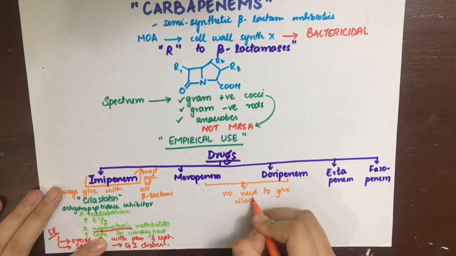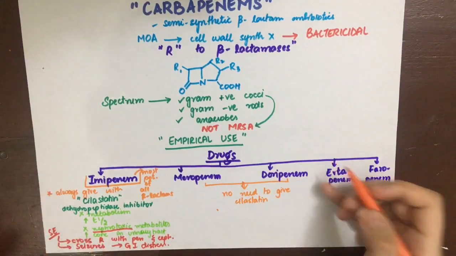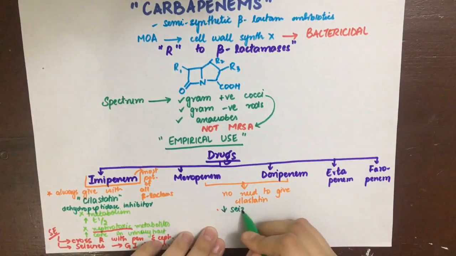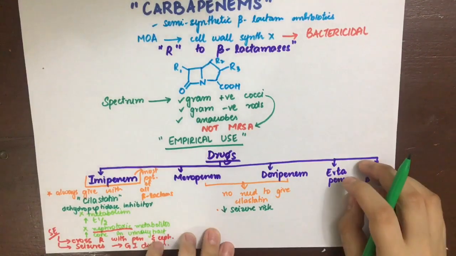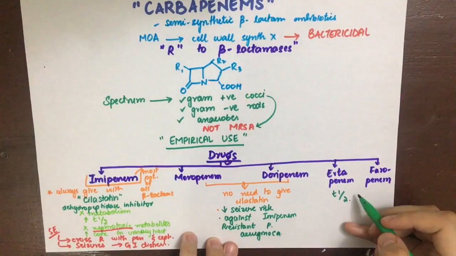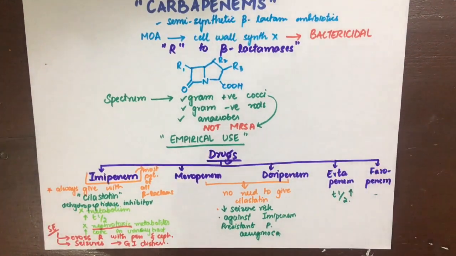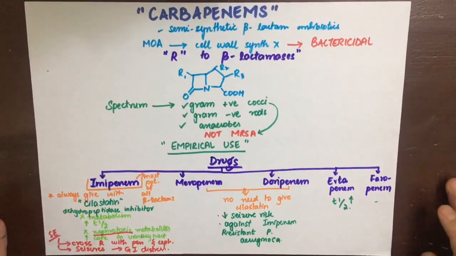For meropenem and doripenem, you don't need to give cilastatin with them, and the risk for seizures is also lower than imipenem, and they can be used when the Pseudomonas aeruginosa is resistant to imipenem. Lastly, ertapenem has a long half-life. That's all.